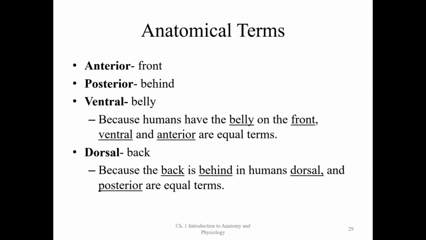Now, let's talk about some anatomical terminologies that we need to have. Anterior means the front, posterior means behind. Now, in anatomy, ventral means belly and dorsal means back. But humans are bipeds. Because we're bipedal, our belly is on the front. So in humans, ventral and anterior mean the same thing. And in humans, dorsal and posterior mean the same thing. They are equal terms, okay? That's very important that we know that, okay?